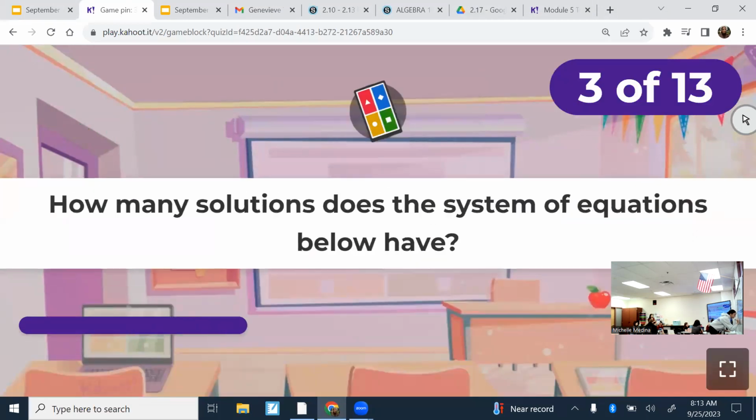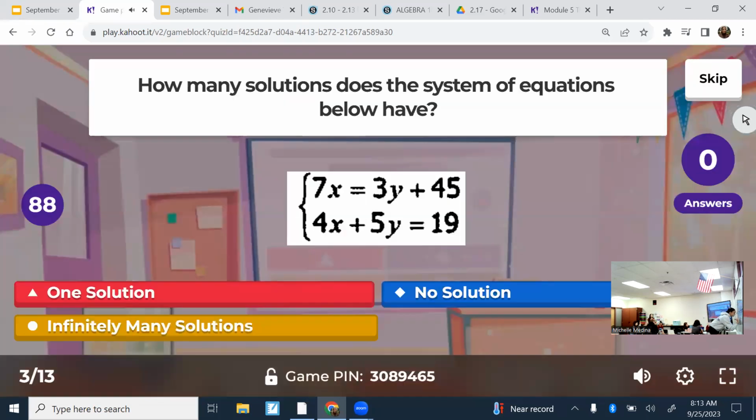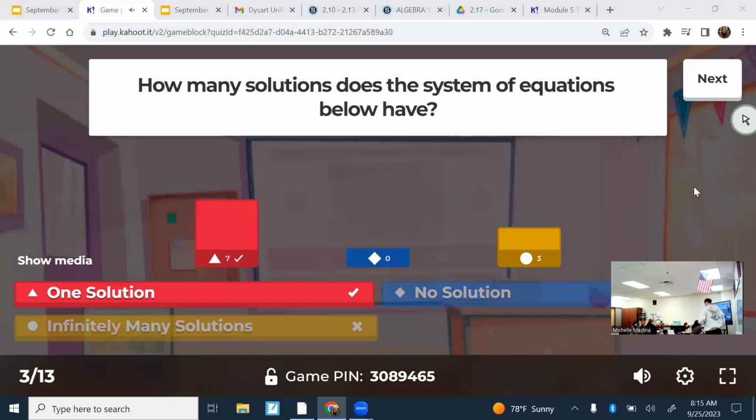All right. How many solutions does the system of equations below have? How many solutions? All right, so the correct answer was 1 solution. Almost everyone got it.